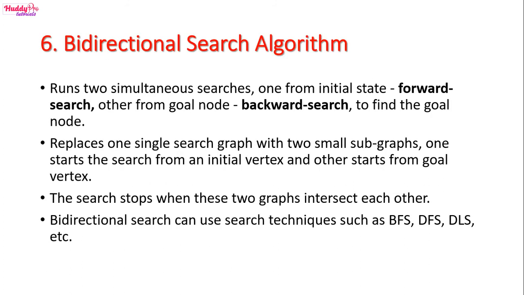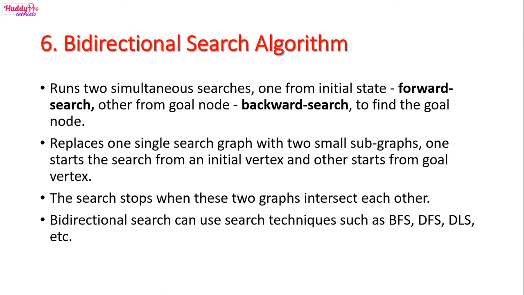Now we have what we call the bidirectional search algorithm. Bidirectional, bi means two, so two directions. Bidirectional search algorithm runs two simultaneous searches, one from the initial state, and that is called the forward search, and the second one from the goal node, which is called the backward search, and it uses both of these two to find the goal node.